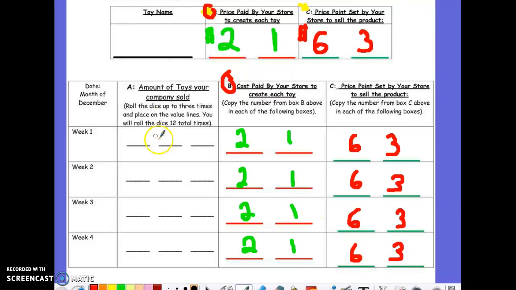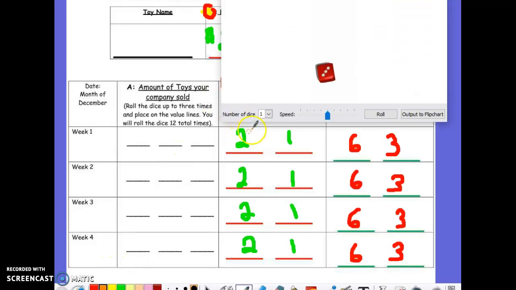Now it's time to see how many toys you actually sold as a company. And again, you'll need your dice and your knowledge of place value. Let me show you how. So I've already figured out how much it's going to cost me per toy, $21. I've also figured out how much I'm going to charge per toy, $63, should be a nice profit, but I'm not exactly sure how many toys I sold.